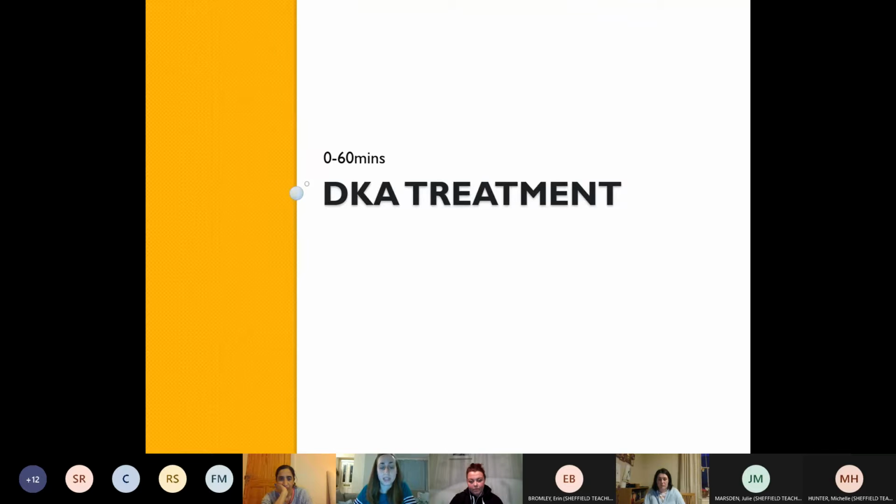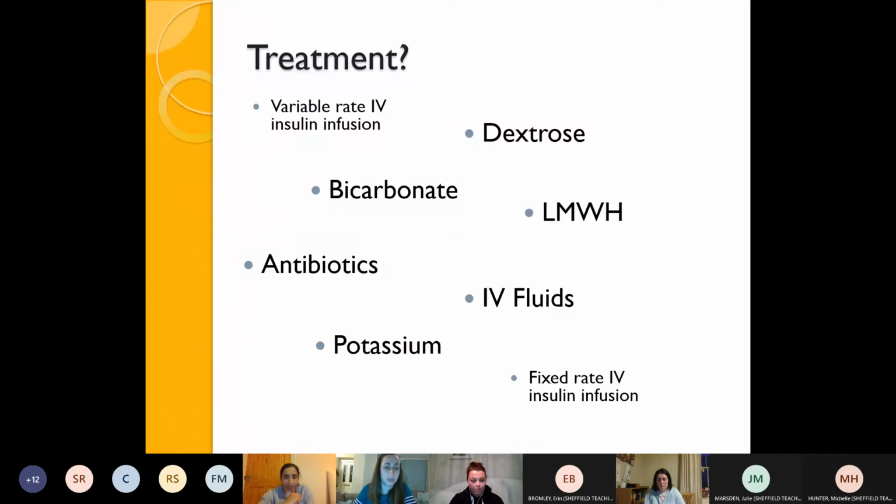So the treatment, we tend to separate into the first hour, then up to 6 hours, and then 6 hours thereafter. So I'll separate it that way now. Up to 60 minutes, and this is probably too much to do in 60 minutes, but this is what the guidelines say. So can anyone tell me what is the treatment out of all these options? What is the treatment for DKA?